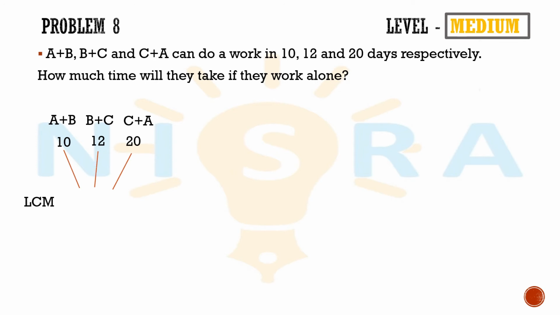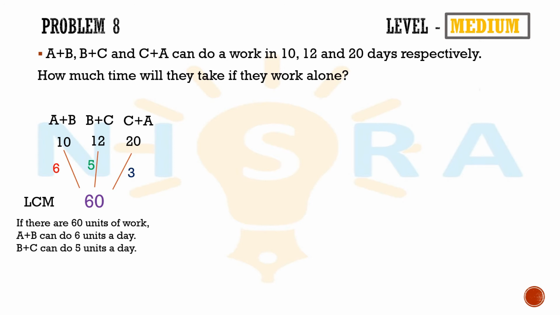If we calculate the LCM of them, it will be 60. Now, divide 60 by 10, you will get 6. 60 by 12, you will get 5. 60 by 20, you will get 3. So, we have determined if there are 60 units of work, A and B can do 6 units a day, B and C can do 5 units a day, C and A can do 3 units a day.